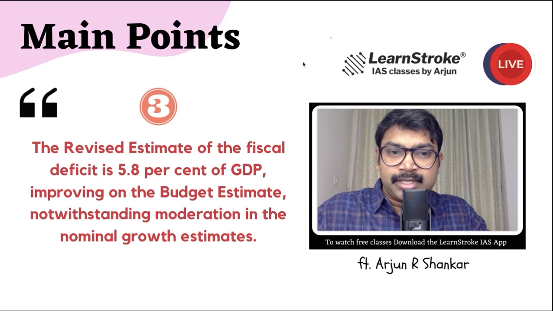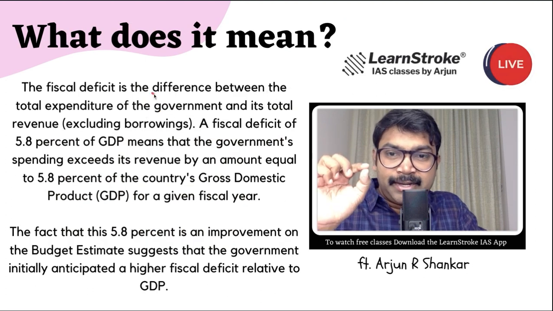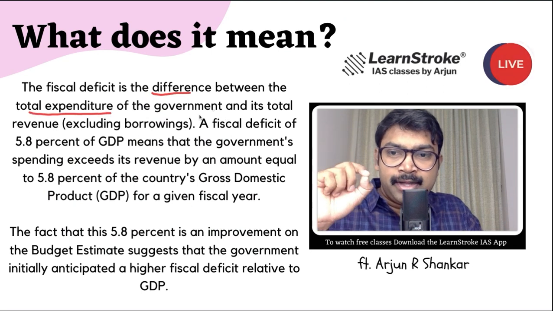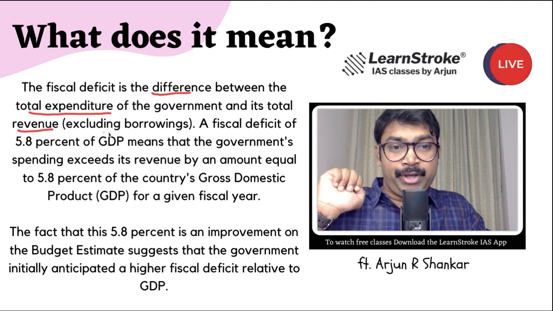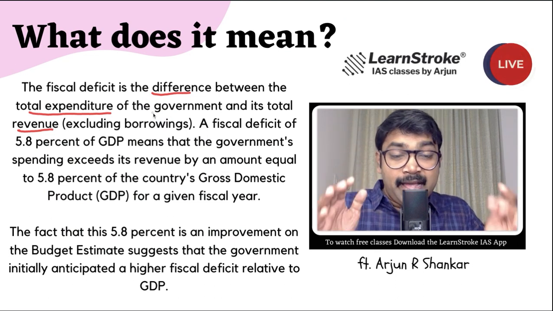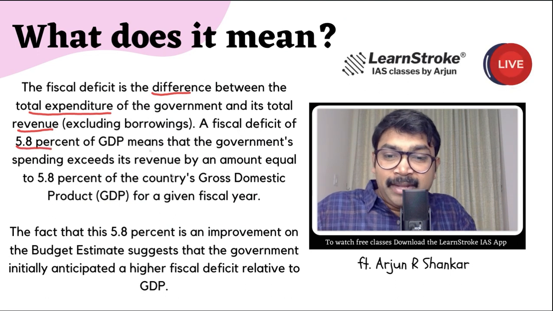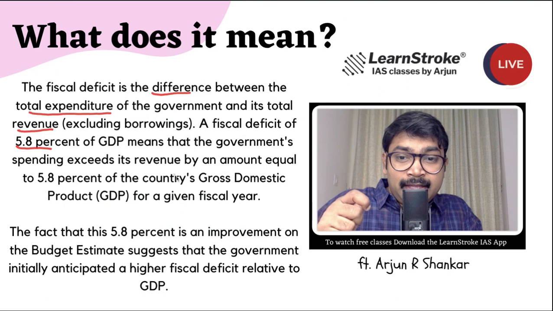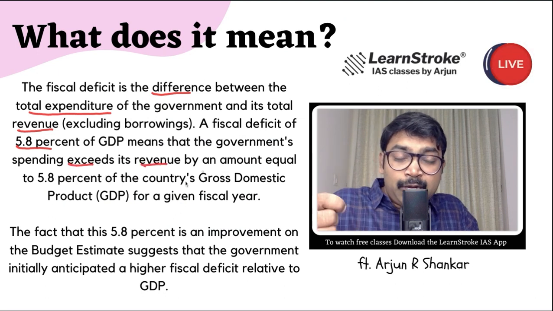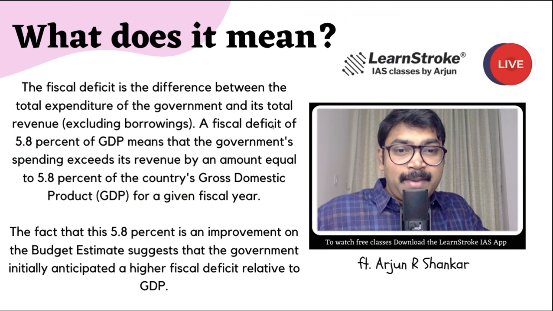Now understand what the statement says. What is fiscal deficit? Fiscal deficit is the difference between the total expenditure of the government and its total revenue excluding borrowings. That is the point. Total expenditure minus total revenue excluding borrowing. So a fiscal deficit of 5.8% of GDP means that the government spending exceeds its revenue by an amount equal to 5.8% of the country's GDP. So just imagine the loss that we imagine.